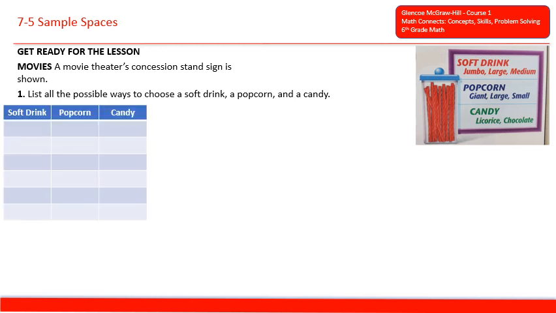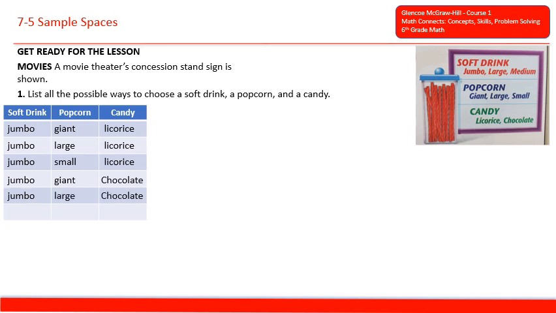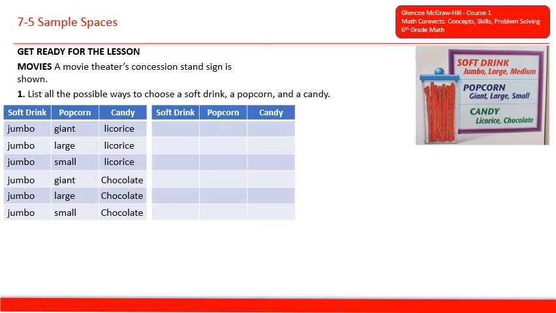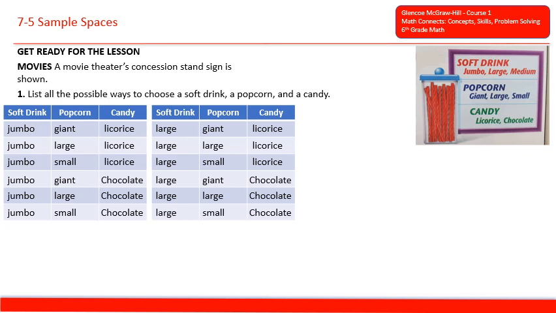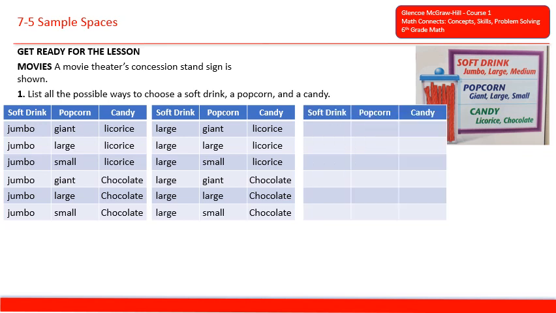So if we make a table, we have jumbo soft drink, giant popcorn, licorice candy. We have jumbo large and licorice, jumbo small licorice, jumbo giant chocolate, jumbo large chocolate, and jumbo small chocolate. Now let's look at combinations for our large soft drink. So we have large giant licorice, large large licorice, large small licorice, large giant chocolate, large large chocolate, and large small chocolate.